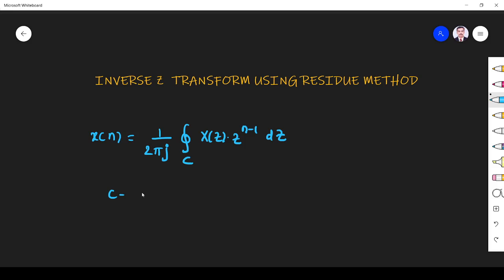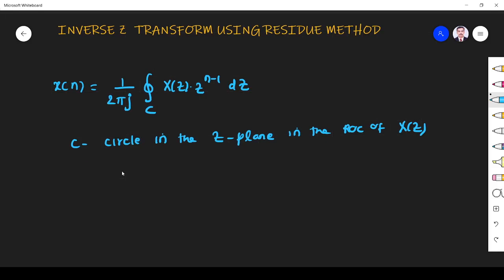Where C is a circle in the Z plane, in the ROC of X of z. So we know how to find the contour integration. The above equation we can evaluate by finding the sum of all residues of the poles that are inside the circle. So x of n is equal to the sum of all residues of P of z.